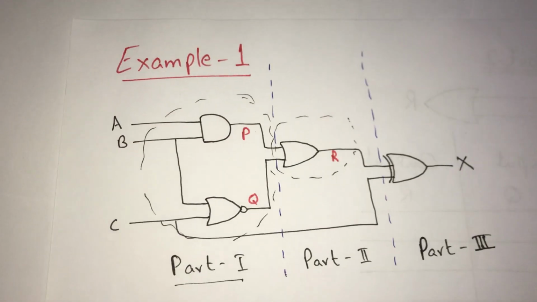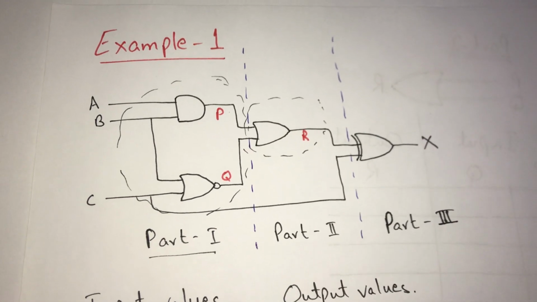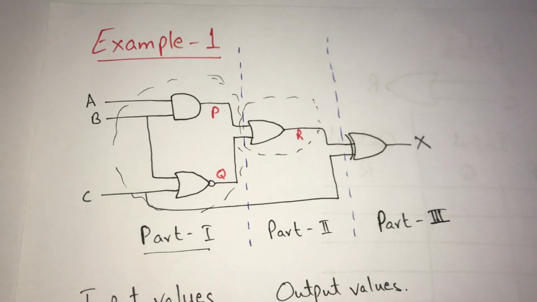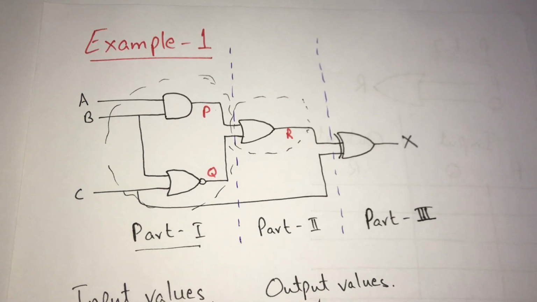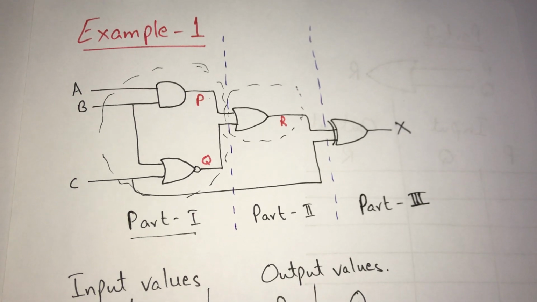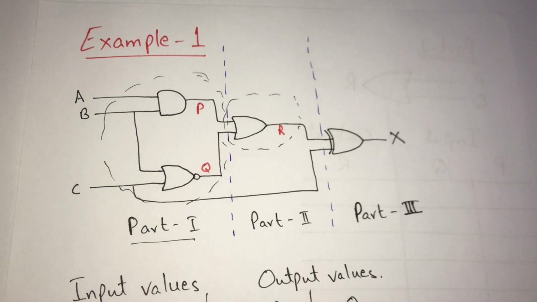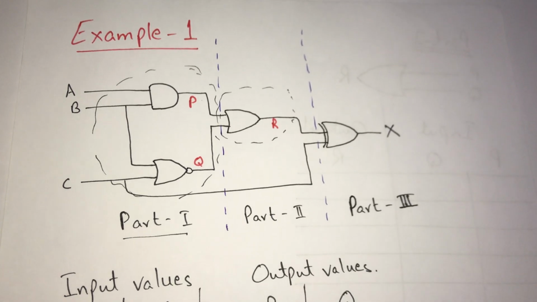Today we will solve example number 1 of chapter number 3. The diagram is also given in the book. The diagram is divided into three parts, that is part 1, part 2 and part 3, for your understanding and for the simplification.